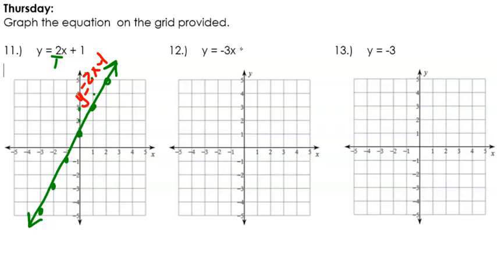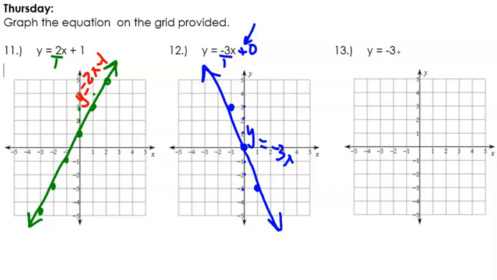For number 12, I don't have a y-intercept, so that means it's 0. This time, my slope is negative 3 over 1. So down 3, but then I have to move positive 1 in the denominator. So down 3, right 1. Can reverse it. Up 3, left 1. And don't forget to label your line.